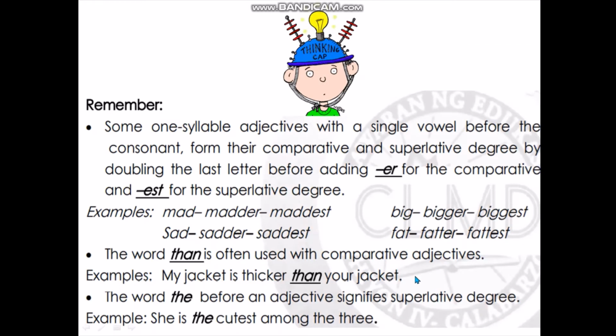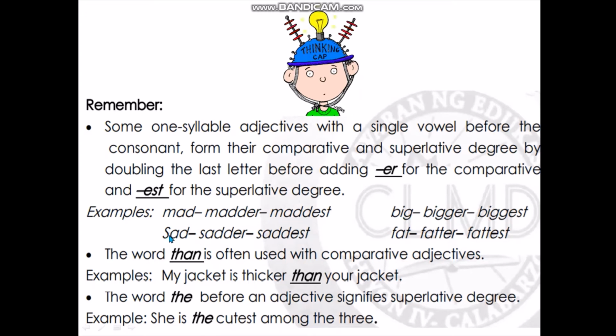So remember, some one-syllable adjectives with a single vowel before the consonant form their comparative and superlative degree by doubling the last letter before adding er for the comparative and est for the superlative degree. Example, mad for the positive, madder for comparative, and maddest for the superlative.